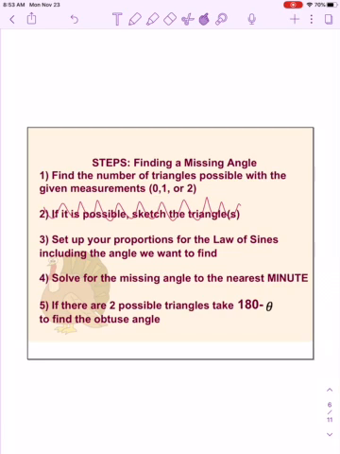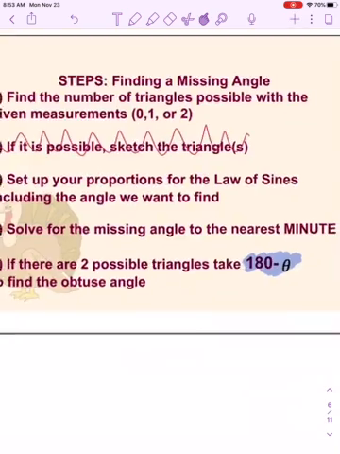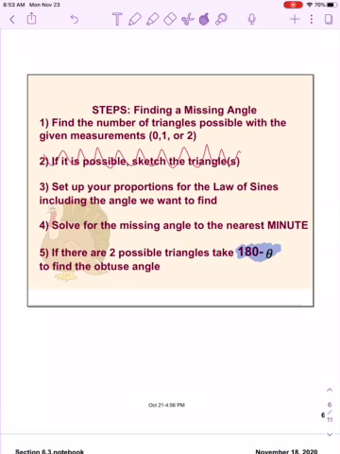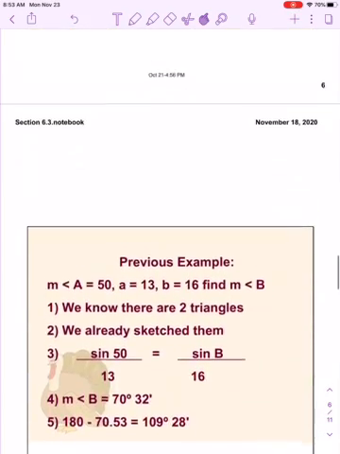Then you're going to set up your proportions for the law of sines to find the angle. And then we're going to solve these to the nearest minute. We're going to go back to the nearest minute for a little bit. If there are two possible triangles, this is the important part, then you take 180 and subtract theta to find your second one. You're going to get the same angle no matter what when you use the law of sines originally. But if there are two triangles, you just have to take it one more step and take 180 and subtract your angle to find the second angle.